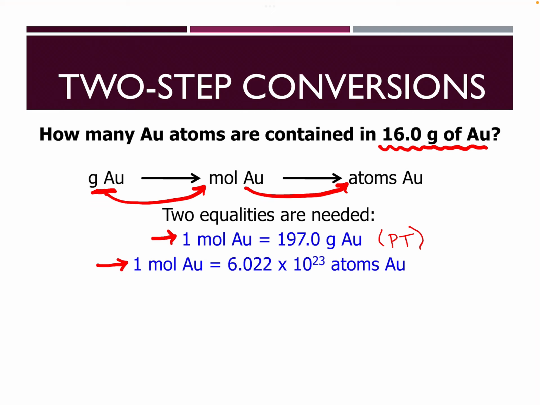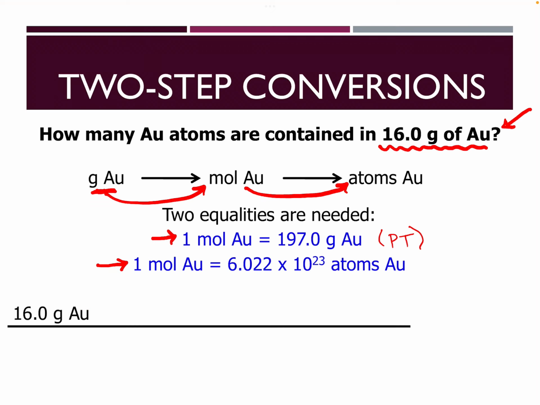All right, so let's go ahead and see how we do this. Last time, we used only one-step conversions, right? We were just using one equality. But we've done these 2-step conversions before when we were working on just learning about the metric system, and this is going to work the same way. We're going to convert grams to moles in one step and then moles to atoms in another step. So just like any other problem, we have to figure out what we're starting with. And so here we're starting with 16 grams of gold. So that will go in the beginning of my train track here.